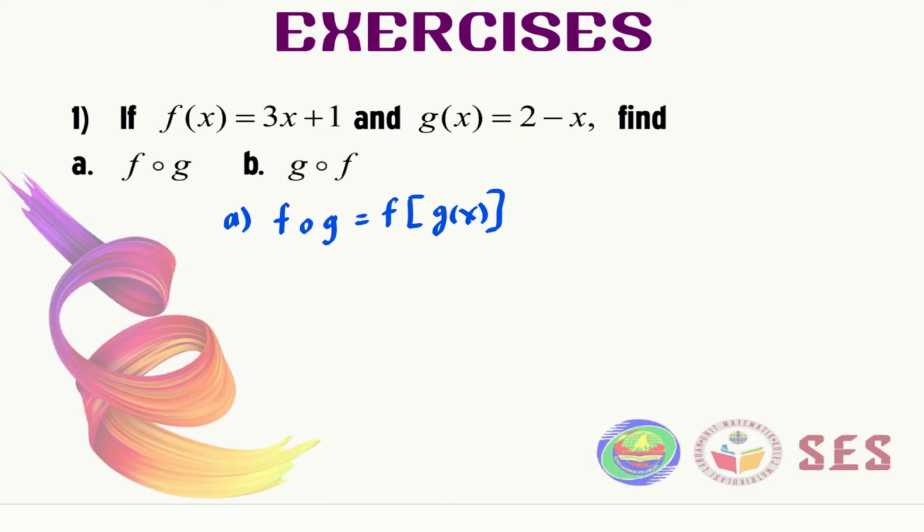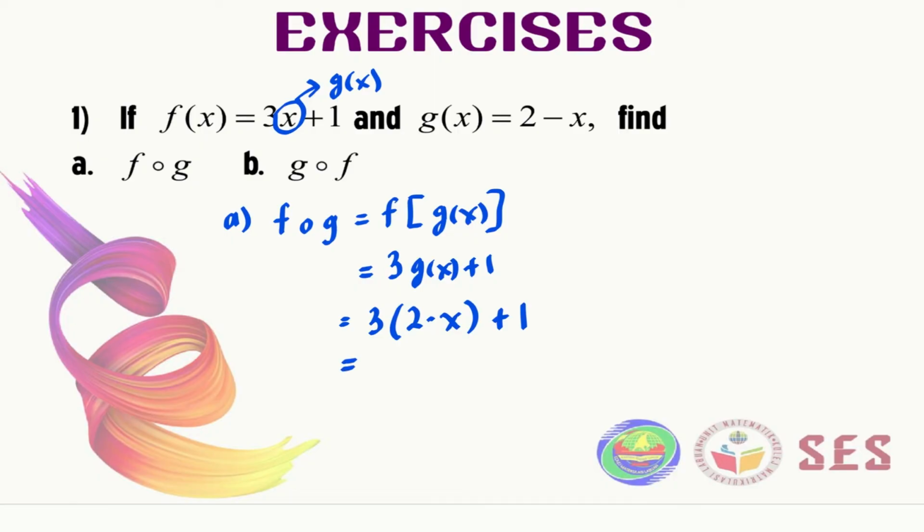Basically, this g(x) will be replaced at the x of the f(x) here. So we will write it like this. Our function f is this one, so we will replace this bit here with the new input g(x). So we start by writing 3g(x) plus 1, and our g(x) here is actually 2 minus x, so we will have 3 times (2 minus x) plus 1. Simplifying this, we should have 6 minus 3x plus 1, therefore the final answer should be negative 3x plus 7.